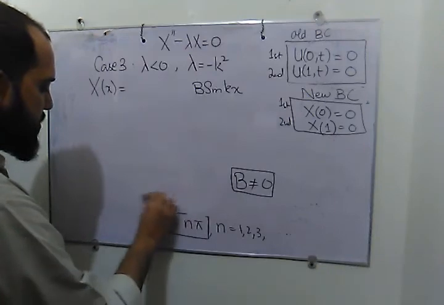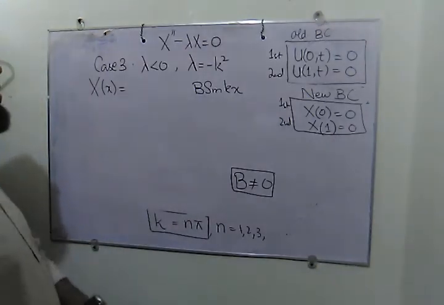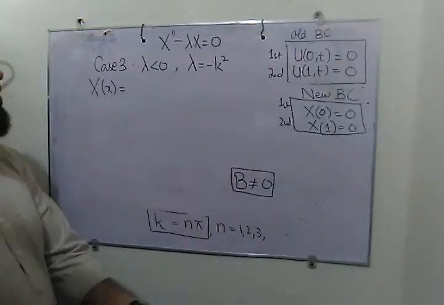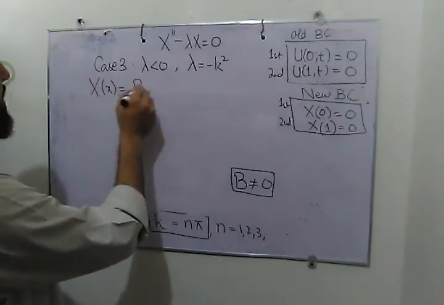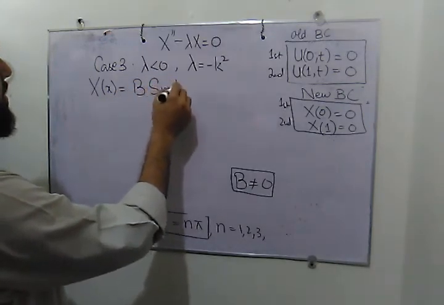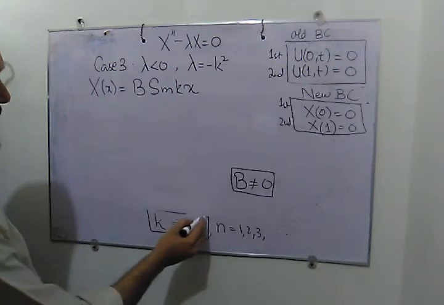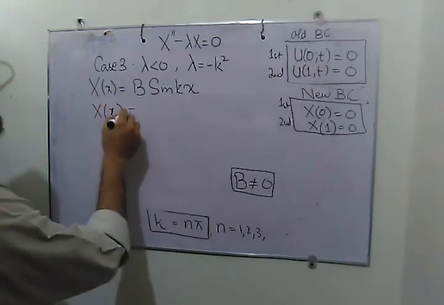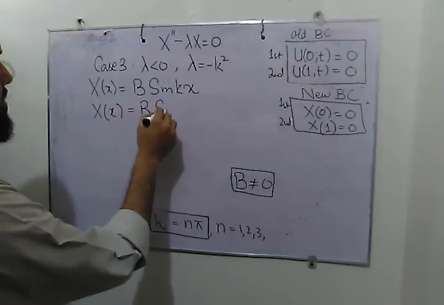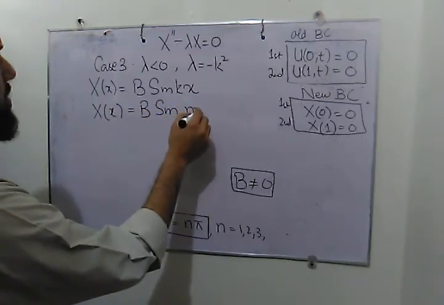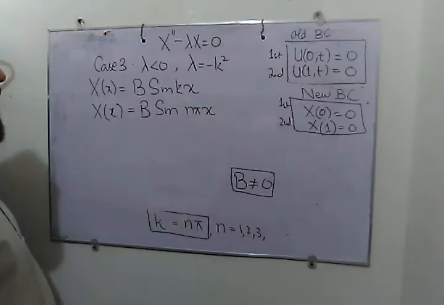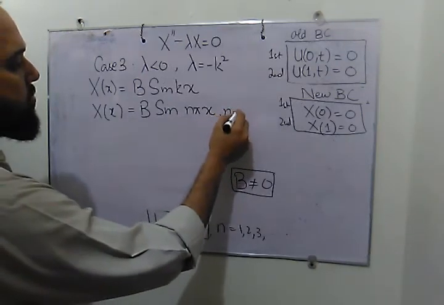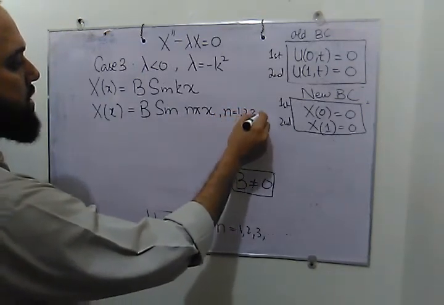Because a was 0, our general solution is only b sine kx. Since we know the value of k, the general solution becomes b sine n pi x, where n is equal to 1, 2, 3 and so on.